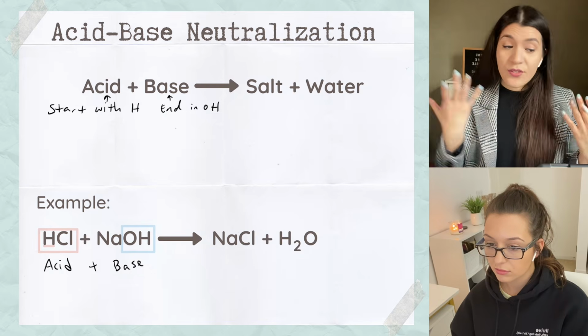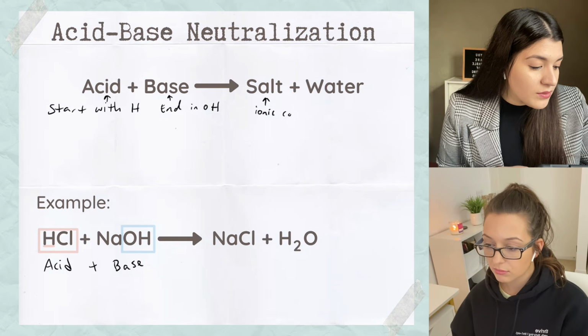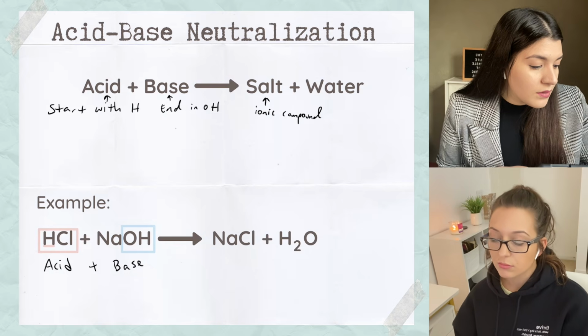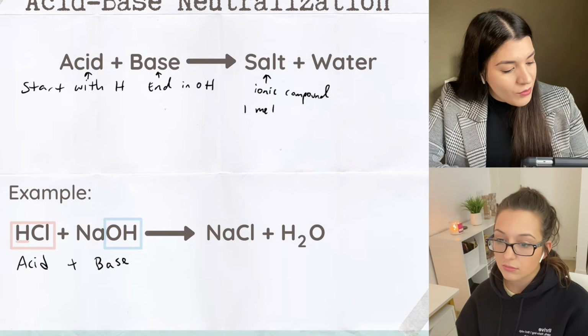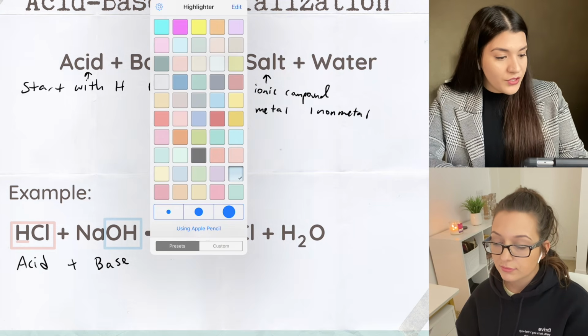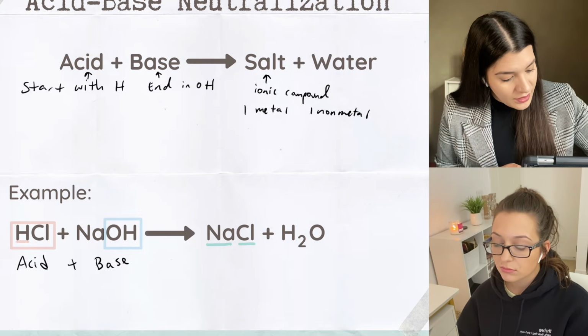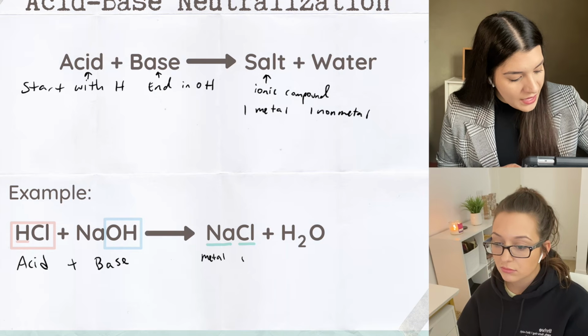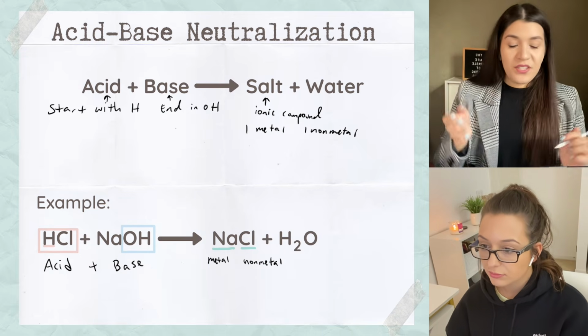Acid plus a base is going to give us salt. We know something is a salt if it is an ionic compound. We know something is ionic if it consists of one metal and one non-metal. So I know for sure this had to have been my salt because Na is a metal and Cl is my non-metal. That is an ionic compound. And then of course, water, H2O. So that's pretty much it with that.